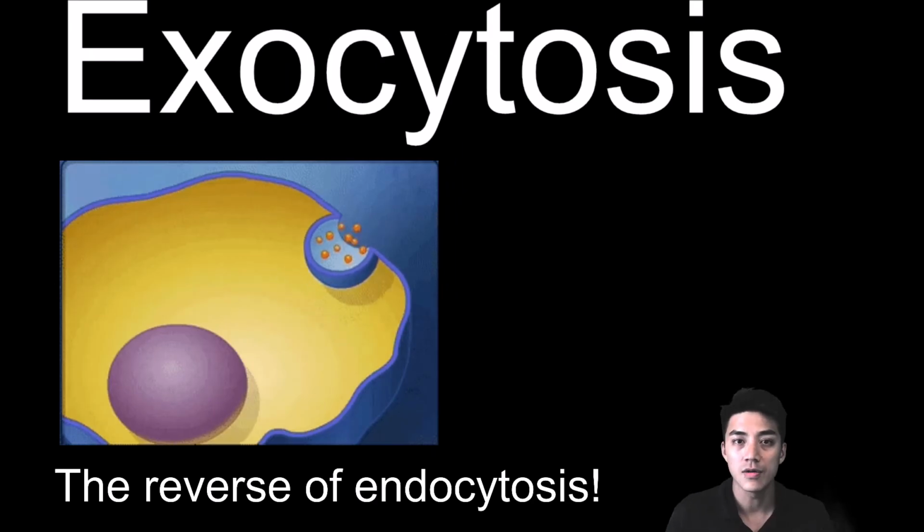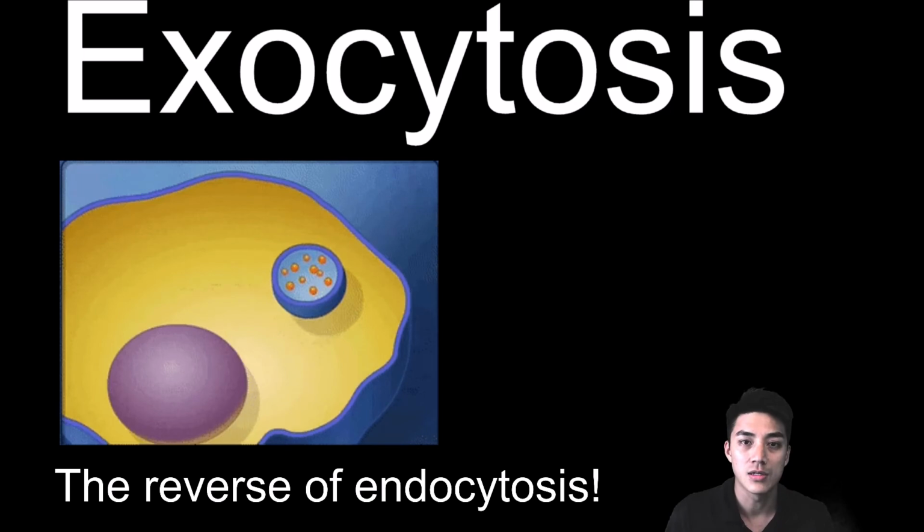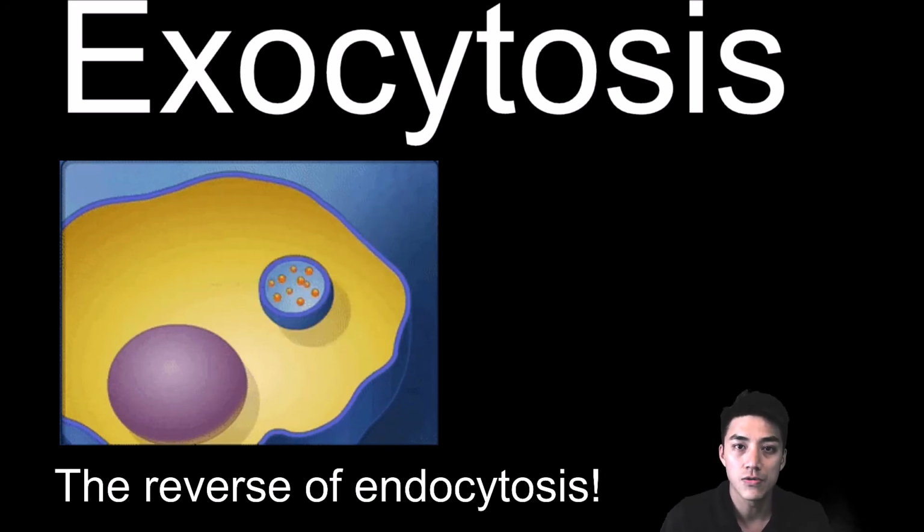On the other hand, if the cell wants to remove something from itself, then it's going to perform exocytosis, which is the reverse of endocytosis. So it packages up whatever it wants to throw out or remove into something called a vesicle. That vesicle fuses with the cell membrane, and then the cell membrane just spits it out, and that's how bad materials leave the cell.